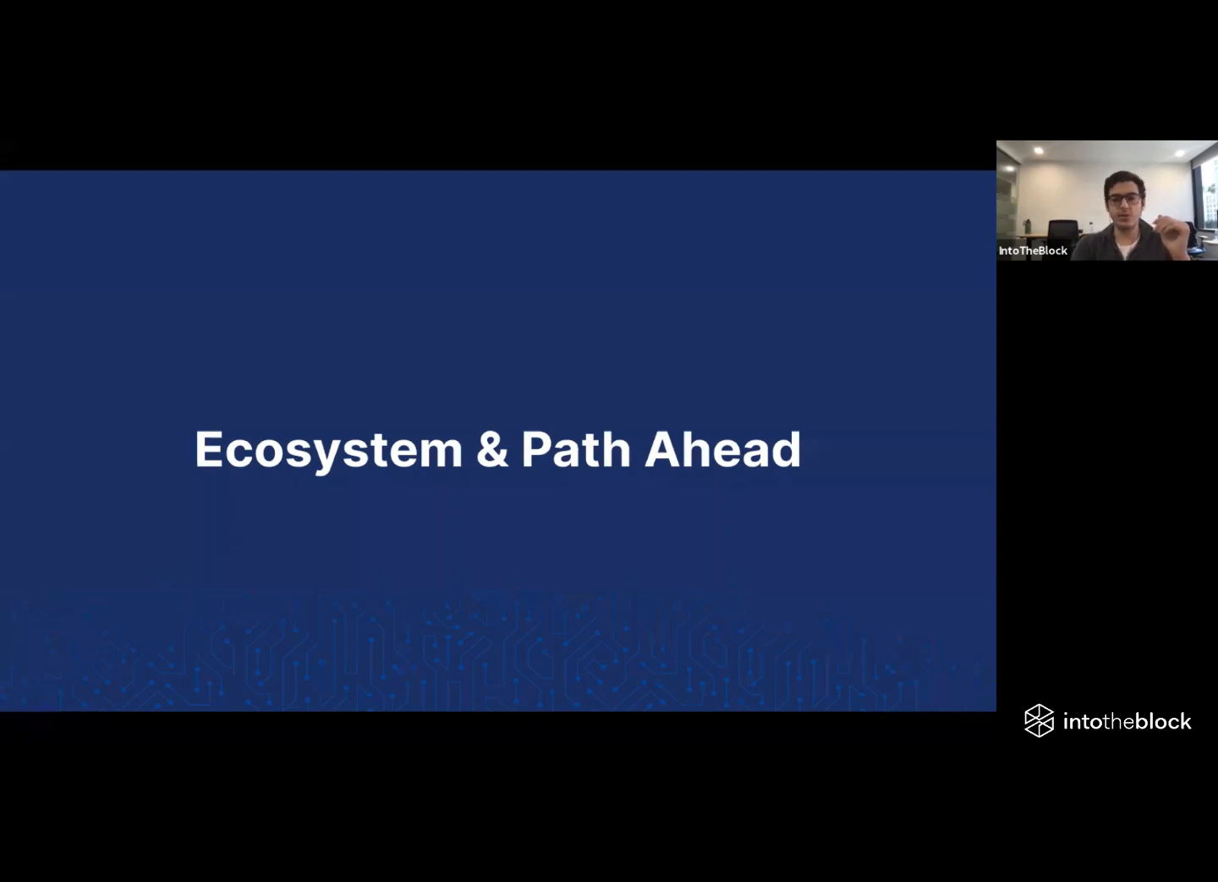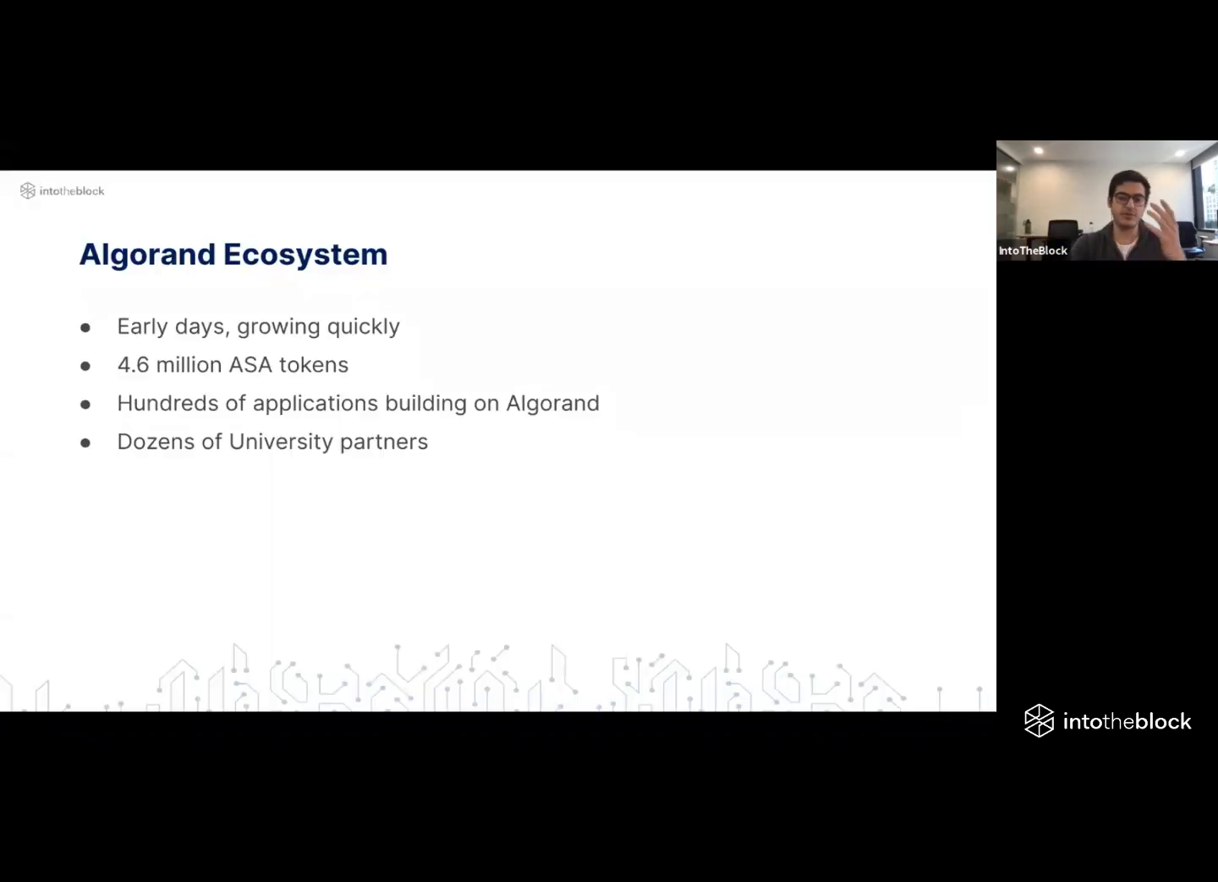Okay, now finally, I want to dive into the ecosystem that is building around Algorand. Of course, being a smart contract platform, it's creating the base for an ecosystem of decentralized applications to thrive on top of it. So this is a very important part.